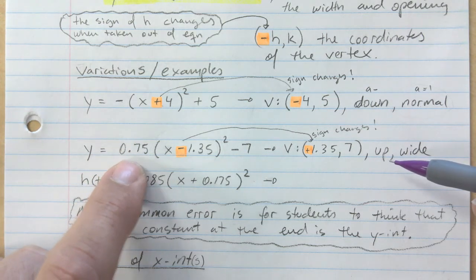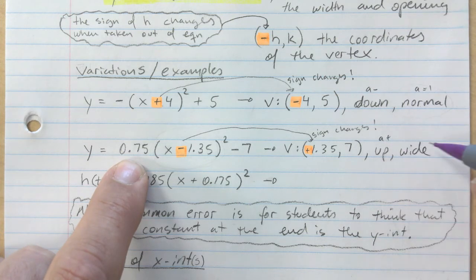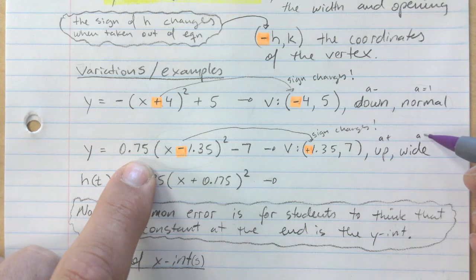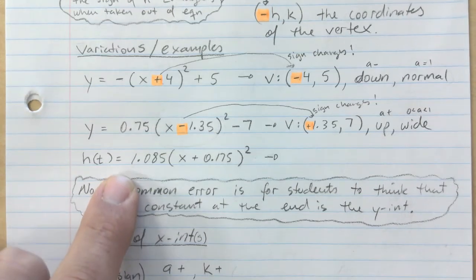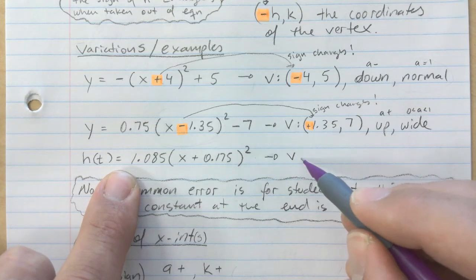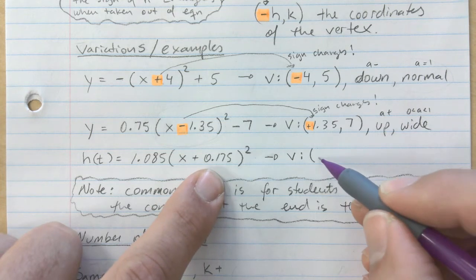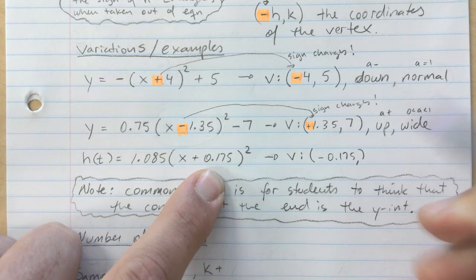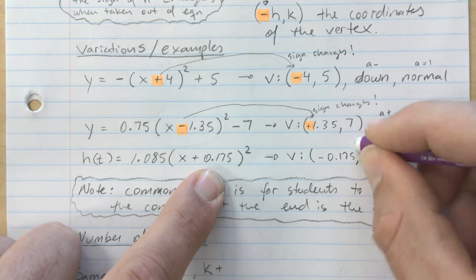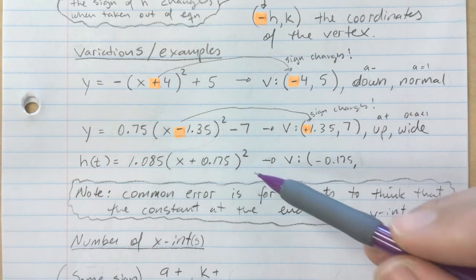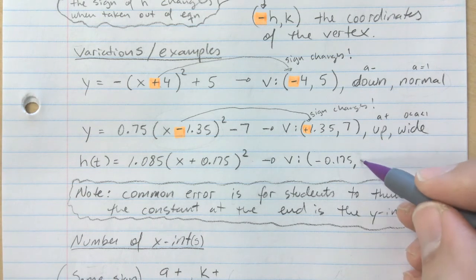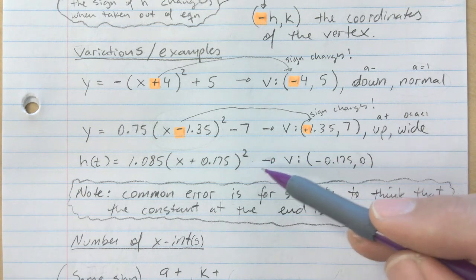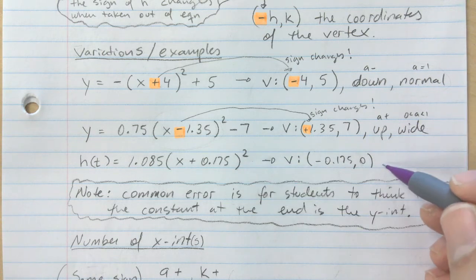Over here, we know it's up because A is positive, and we know it's wide because A is in between 0 and 1, right? And then here, my vertex would be negative 0.175, comma, what's my y value here? What's k in this case? It's 0, yeah. So don't be alarmed if it's not there, okay?